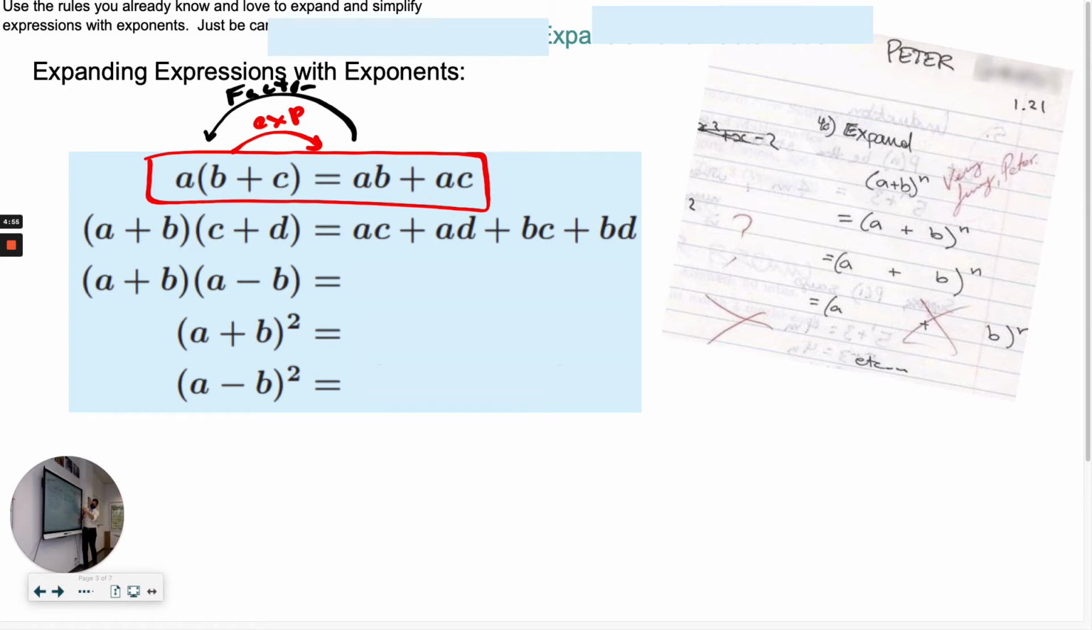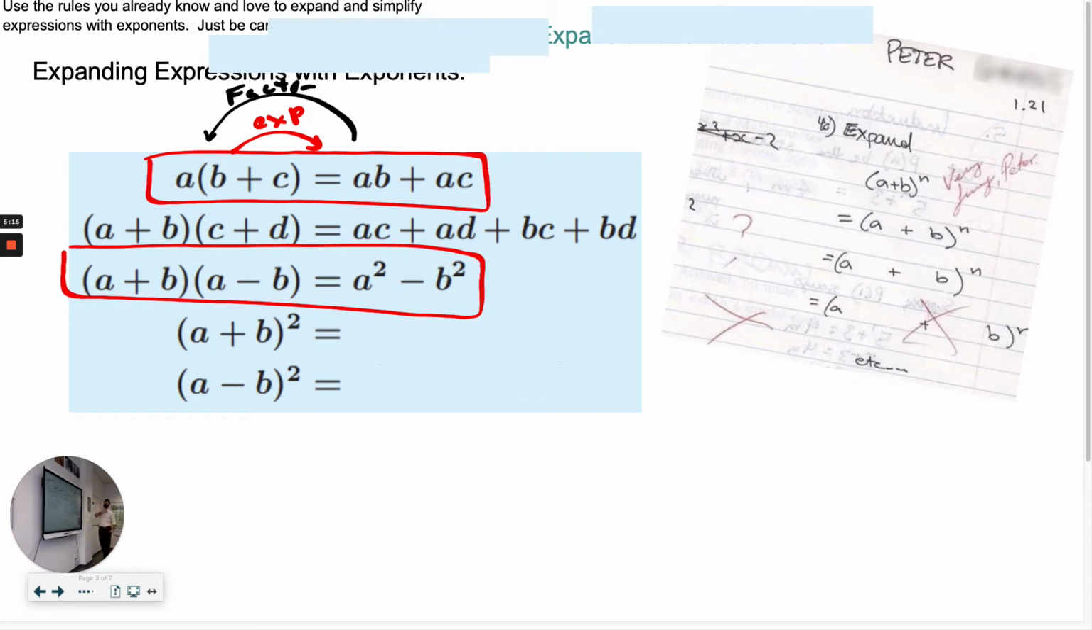The other one that you'll see a lot is this one, where you get 2 of the same thing, and they turn into just a squared and b squared, because that middle term, there's our a squared, here's our negative b squared, and the middle term is the same but opposite signs, gets canceled out. So that's the other one that we're going to be working the most with. The other ones you can just kind of figure out as you go.